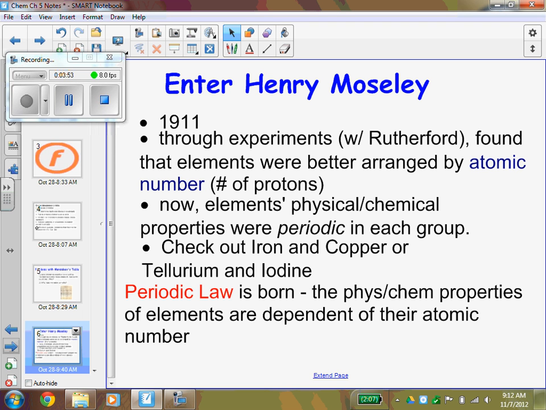Okay? Now, that means that we have a periodic law. The chemical and physical properties of elements are dependent upon their atomic number. Okay, their atomic number.